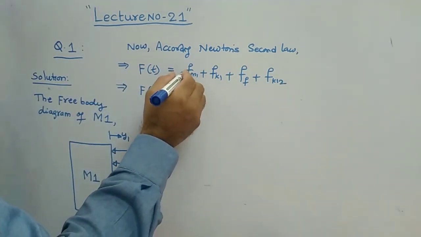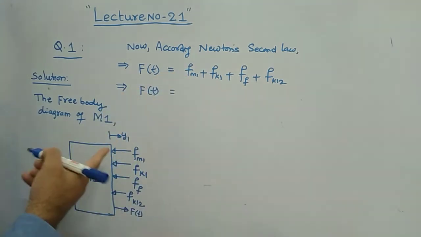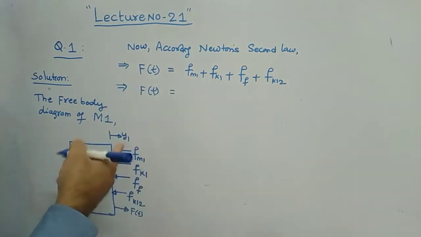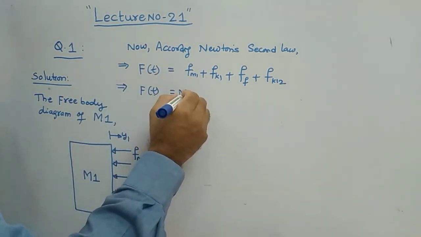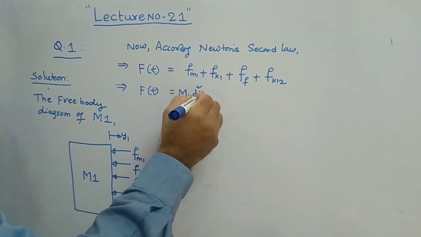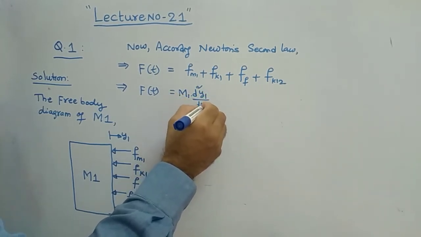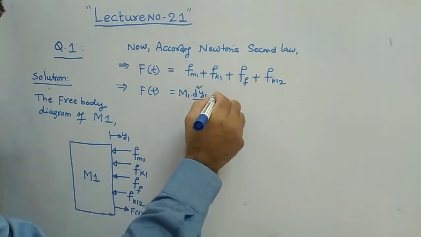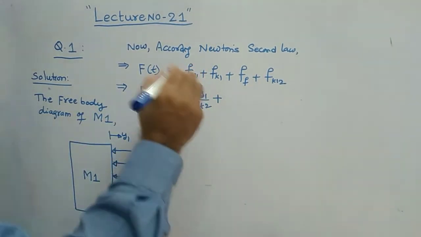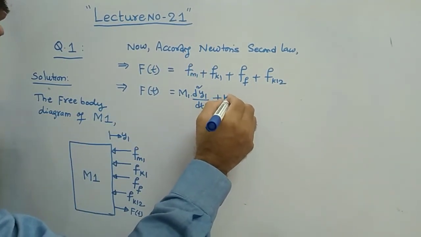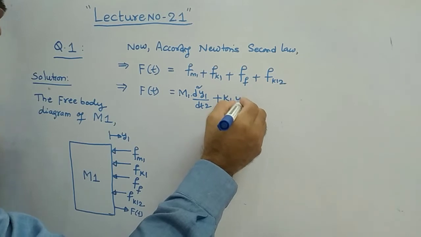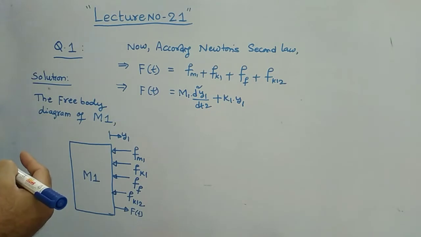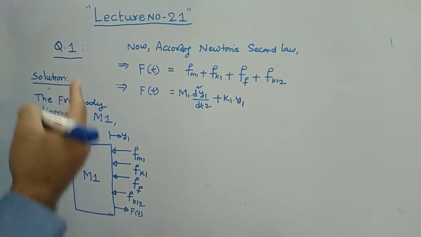This is the force opposed by the mass element. Therefore, what is the displacement? Y1. Can you remember how the force balance equation comes for this Fm1? Nothing but M1 into d square y1 by dt square. Have you remembered? M1 into d square y1 by dt square plus Fk1. Fk1 is nothing but your spring element. Therefore, it is nothing but K1 into Y1.